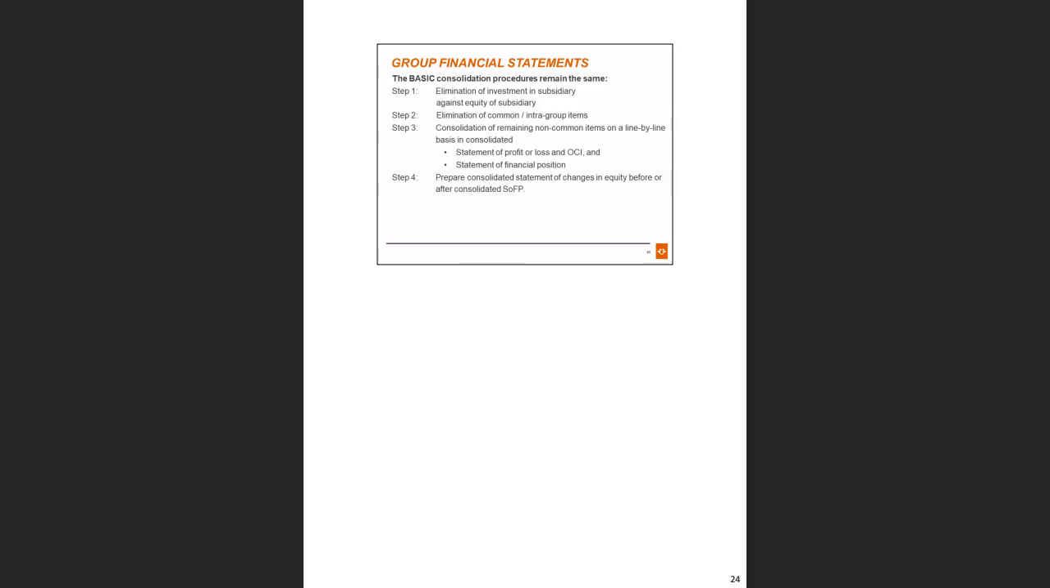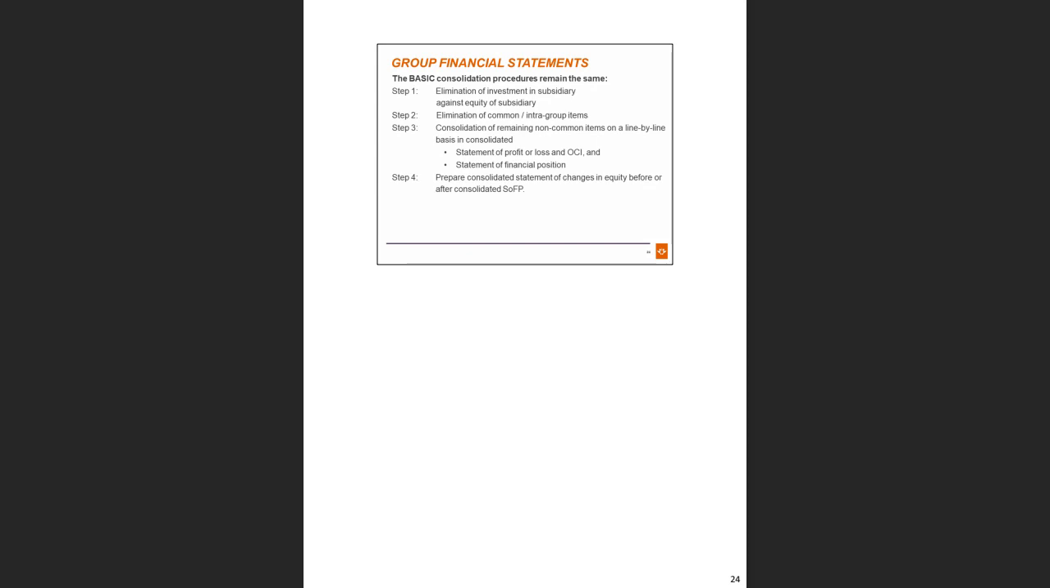So here, just to reiterate, the same procedure was followed. We looked at the statement of changes in equity, and we looked at the analysis of equity to help us do that. In that analysis of equity, we still eliminated the equity of the subsidiary against the investment. Then we had a look at any elimination of intergroup items. And then the next step would be to prepare your statement of profit or loss and OCI and your statement of financial position. And you would do this by adding line by line items, obviously taking into account your pro forma journal entries.